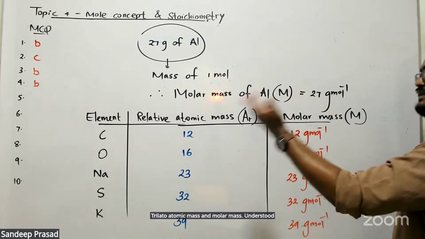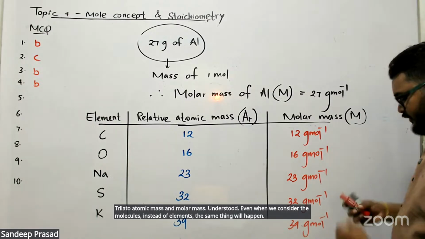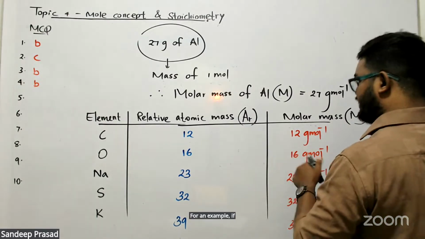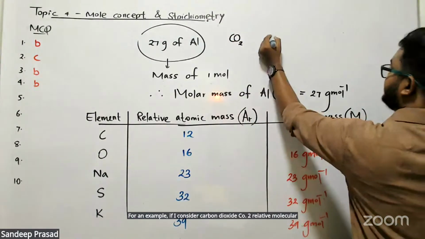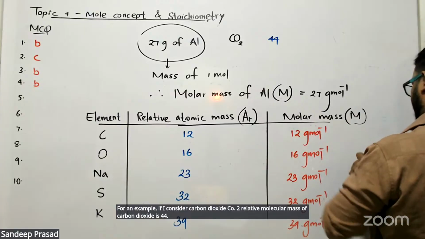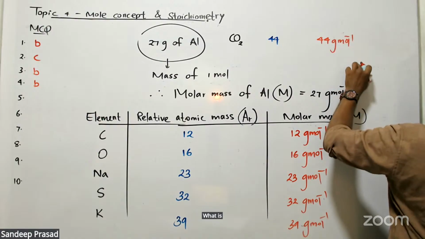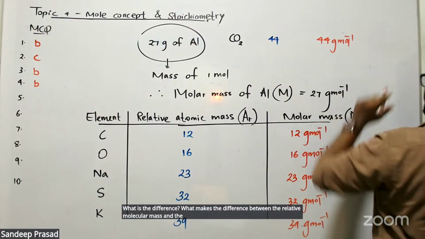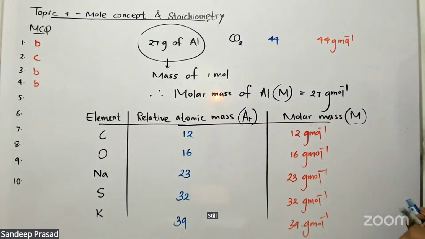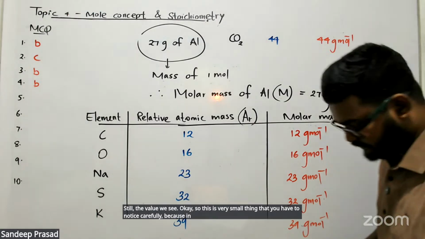Understood? Even when we consider molecules instead of elements, the same thing will happen. For example, if I consider carbon dioxide, CO2, the relative molecular mass of carbon dioxide is 44. The molar mass of carbon dioxide is 44 grams per mole. What makes the difference between the relative molecular mass and the molar mass? Only the unit. The value is the same. This is a very small thing that you have to notice carefully, because in calculations, this will be important.